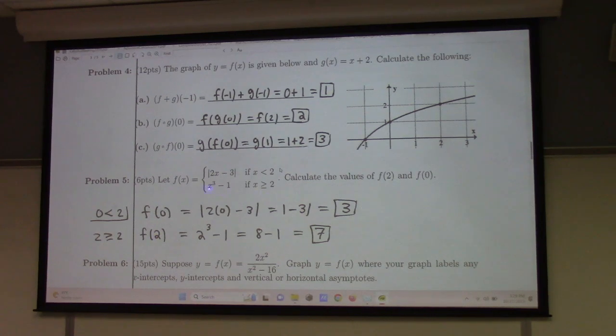F of 2, that puts us in this case because x equals 2 is part of this case. And so I've got 2 cubed minus 1, which is 8 minus 1, which is 7. All right, next up, the graphing problem.